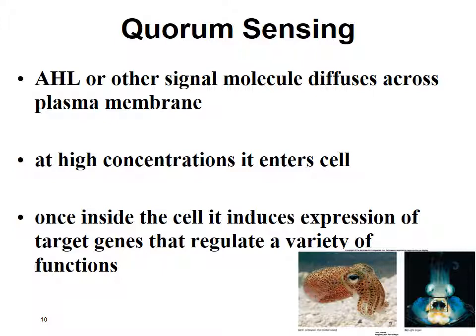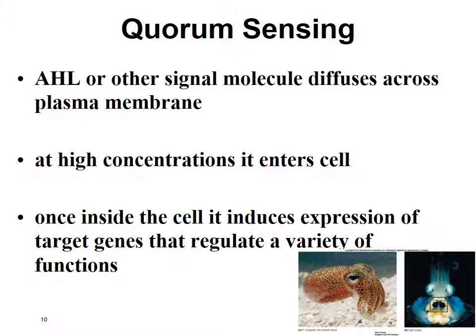Then when AHL reaches a threshold level inside the cell, it actually induces the expression of a number of different genes that regulate different functions depending on the species of microbe. And these functions are normally processes that are only effective if a large number of microbes are present.